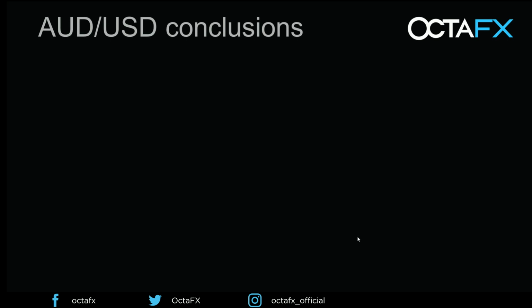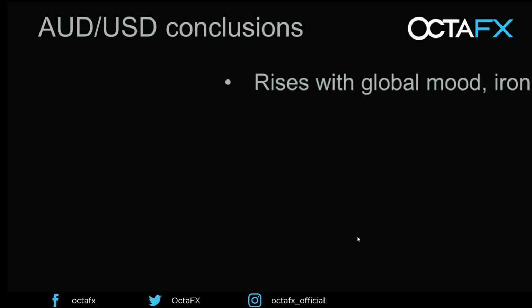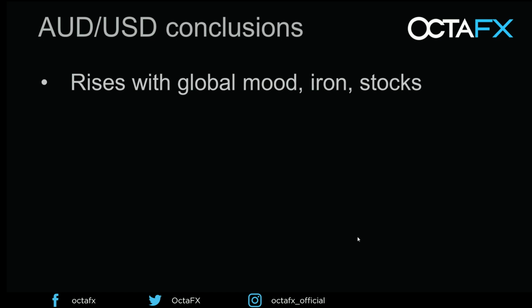Okay, so we've come to the end of this webinar about the Aussie dollar against the US dollar. Here are the conclusions, the top points we've talked about. In general, the Australian dollar rises with the global mood, with iron, with stocks. When everybody's happy, the Australian dollar enjoys momentum, and it falls, of course, when everything is negative. When stocks fall, prices of commodities fall, and the mood is negative.